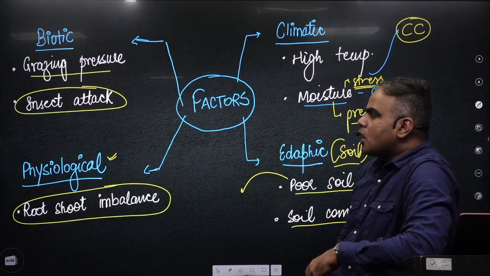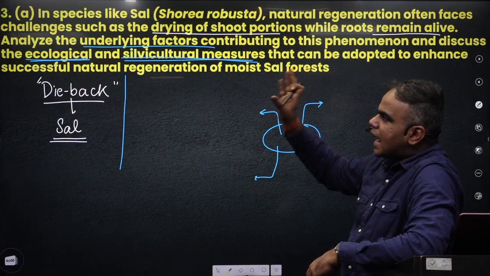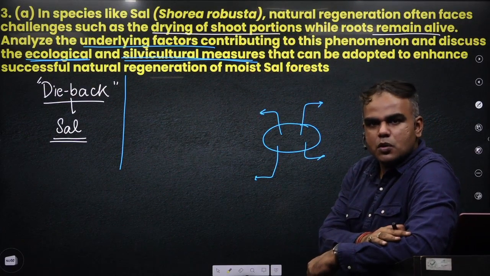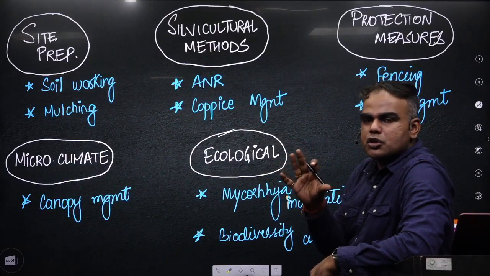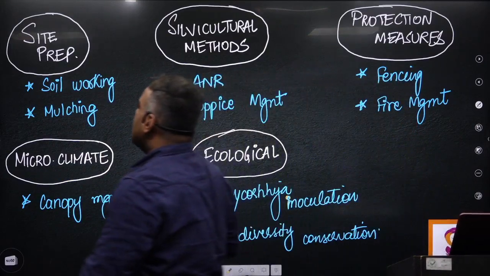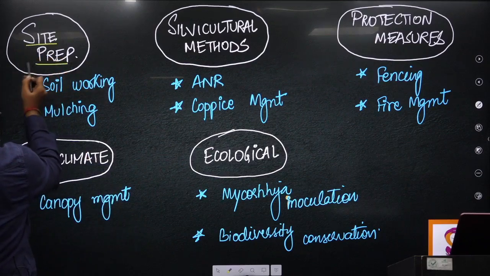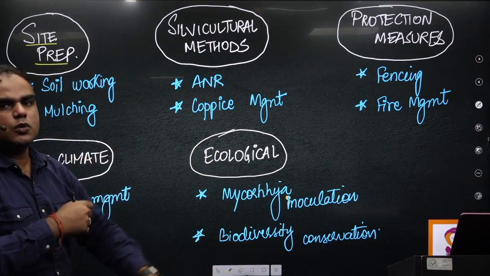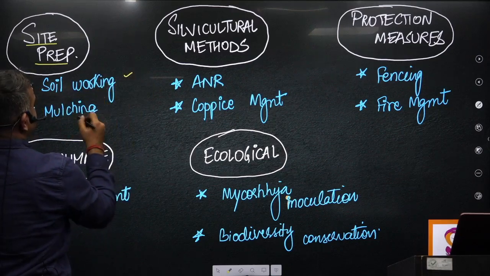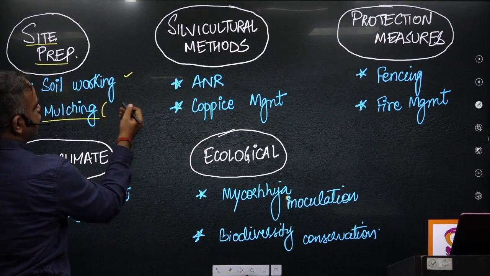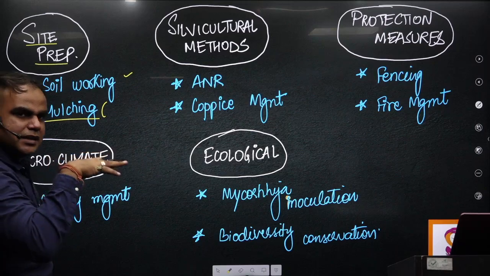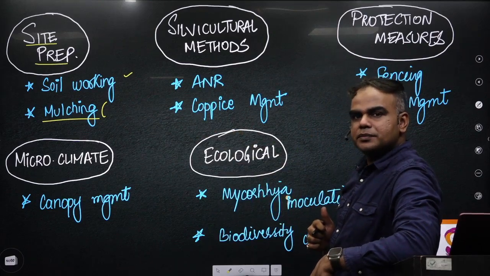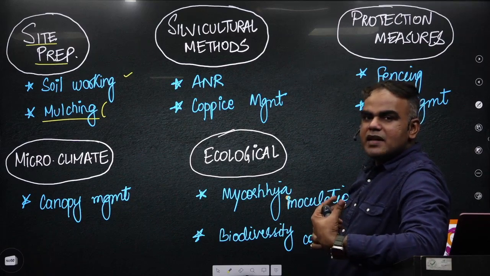Now when the dieback phenomenon happens, what can we do in terms of silvicultural methods and ecological methods? I'll tell you many dimensions; you may write some of them. Number one, site preparation can be better, and you can use these dimensions in different answers wherever suitable. Soil working, plus organic cover or some non-organic mulch, can be provided on the site. If the site preparation is done well, to some extent we can mitigate the effect.